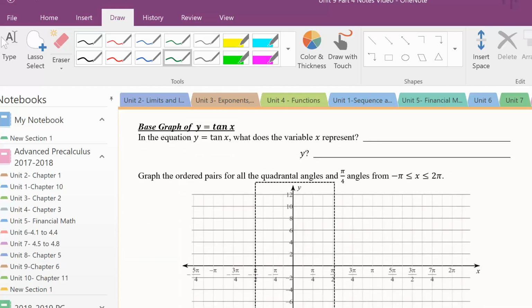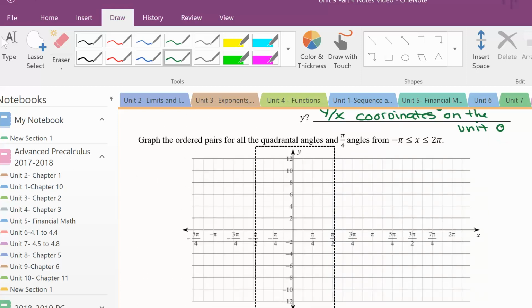So now for the tangent, x represents an angle again. Y is now the ratio of y over x on the unit circle. Now, if you look at the graph of tangent from negative pi to 2 pi, so we go negative pi is 0.